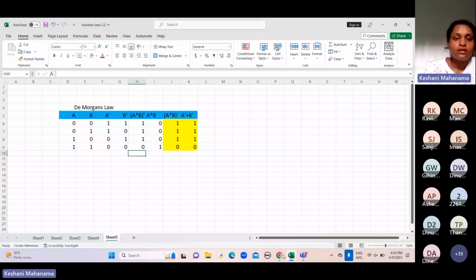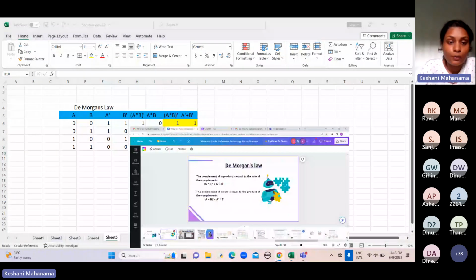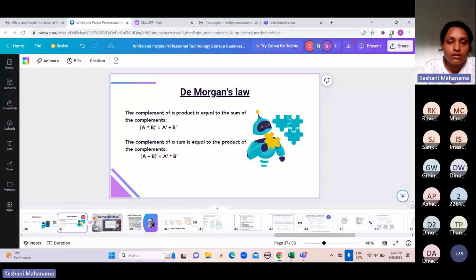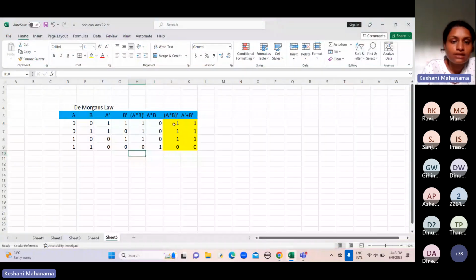So here you can say in De Morgan's law, (A·B)' should be equal to A' + B'. So (A·B)' means 1, 1, 1 and 0.